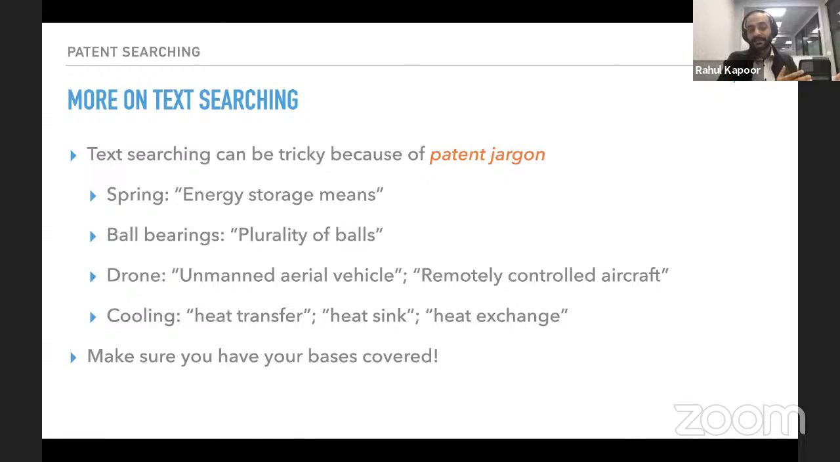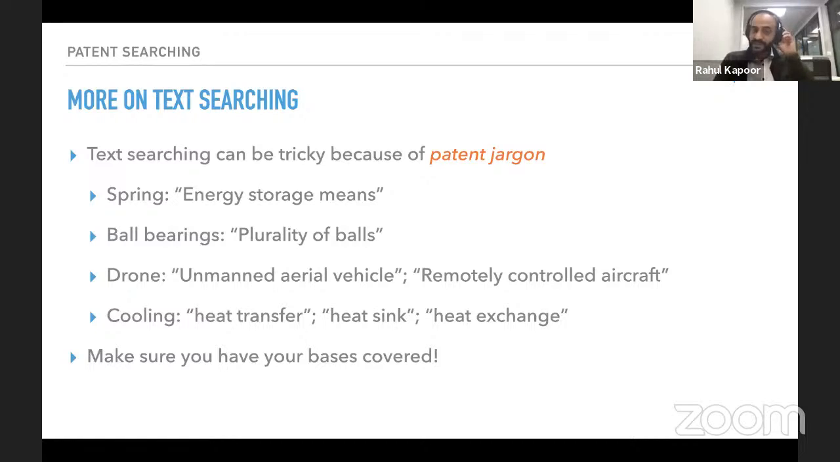You're looking for battery patents, you're writing battery, but you're not getting anything. It could be that they write energy storing device. Sometimes they are referring to the battery as that. So you need to make sure your bases are covered if you want to do a comprehensive search. Ball bearings is usually going to be written as plurality of balls. Drone is written as unmanned aerial vehicle, UAV sometimes the acronym, remotely controlled aircraft, remotely piloted aircraft, whatnot.